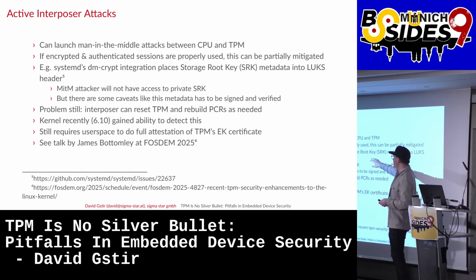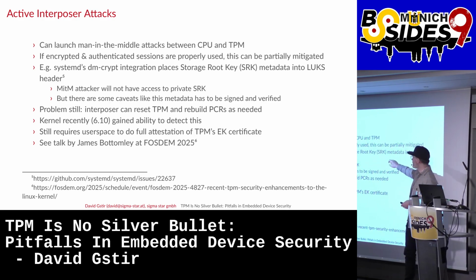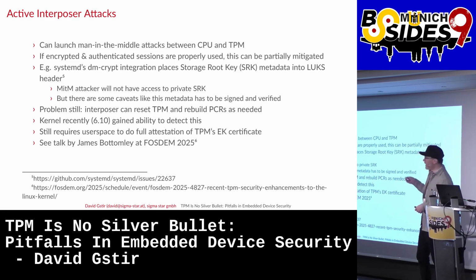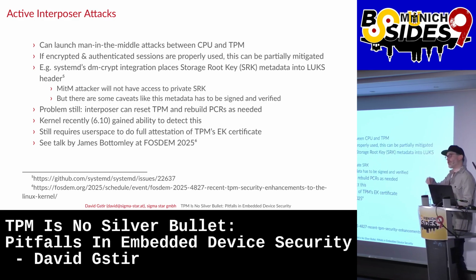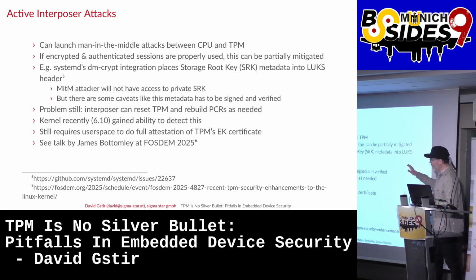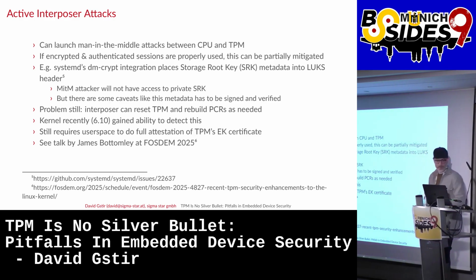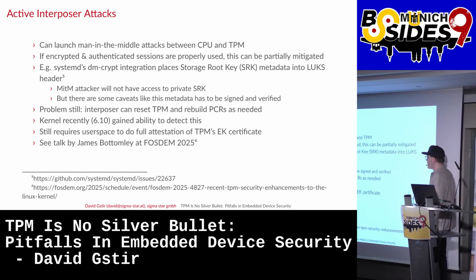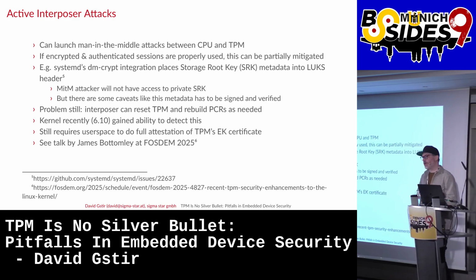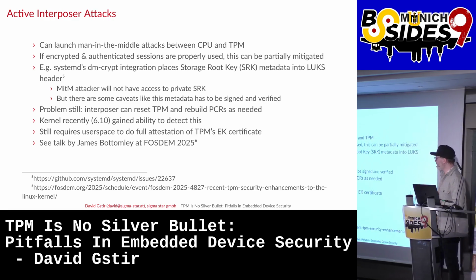Systemd already tries to do something like that. It places a metadata or a hash of this storage root key, which is one of the keys inside the TPM, on the disk, and uses that to verify if the TPM it's talking to is actually the TPM which it set up. That works, but it also has a bunch of caveats and a bunch of things you have to take care of. I think it's solved now. There's a GitHub issue where they talk in length about that, but I think they ironed out most of the issues right now.